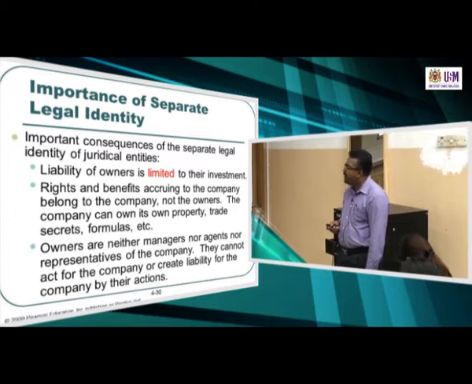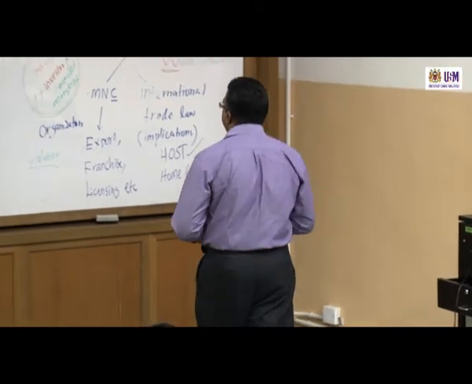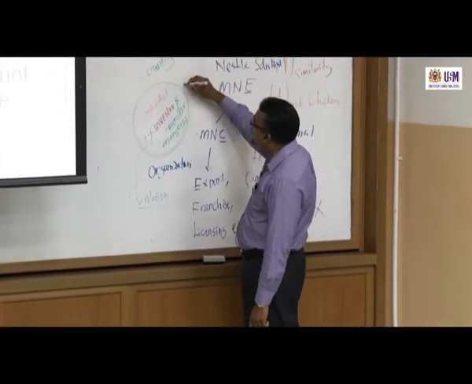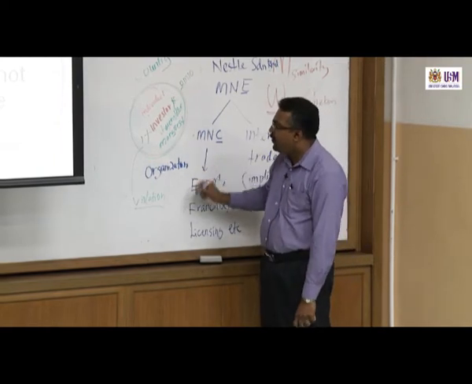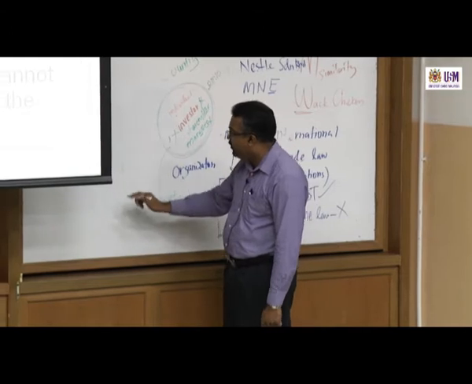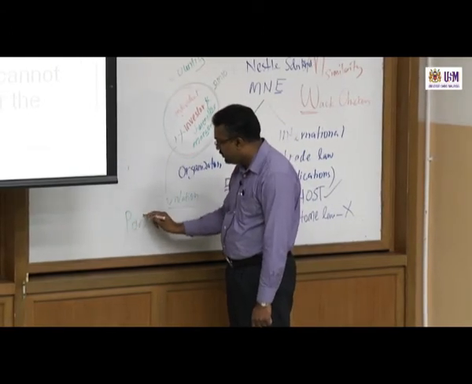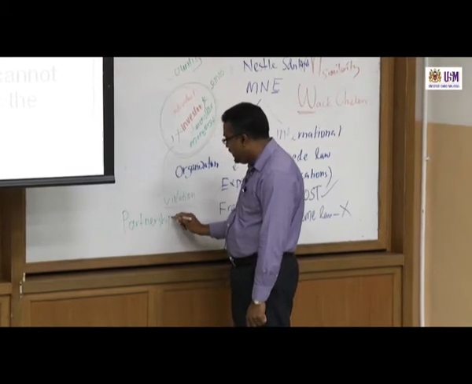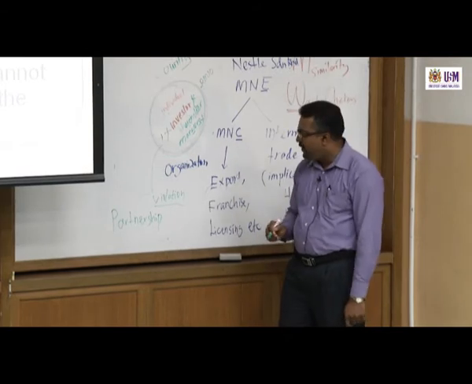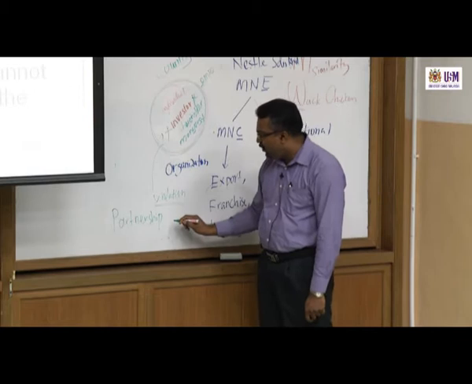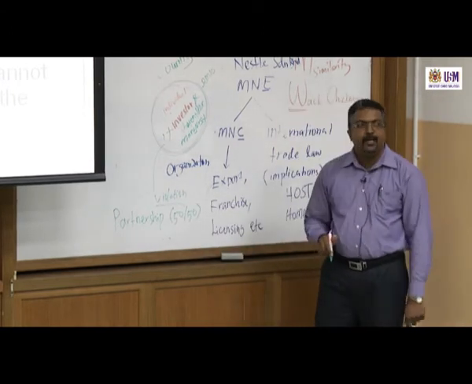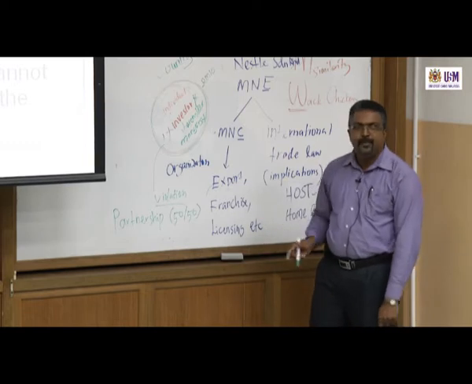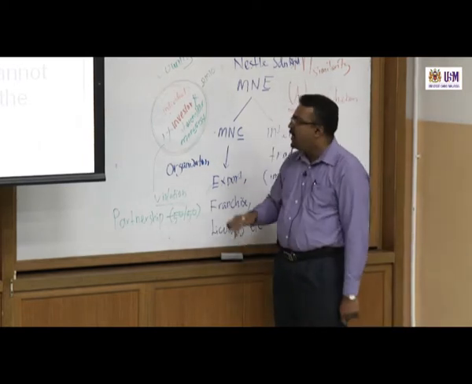An important consequence of the separate legal entity of a juridical entity is that the liability of owners is limited to their investment. If they invested, for example, RM 10, they just lose RM 10. They will not pay more than that. Compared to a partnership, you have learned this maybe in the entrepreneurship class. Let's say there are 50 partners. If the partnership has violated something, what will happen to the partnership? The partnership will break.